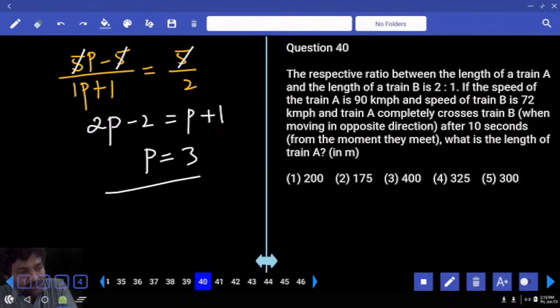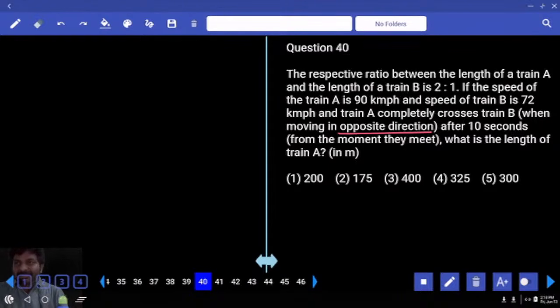The respective ratio between the length of train A and train B are in the ratio 2:1. The speed of the train A is 90 km per hour and speed of B is 72 km per hour. And train A completely crosses B moving in opposite direction. Underline. After 10 seconds. What is the length of train A?